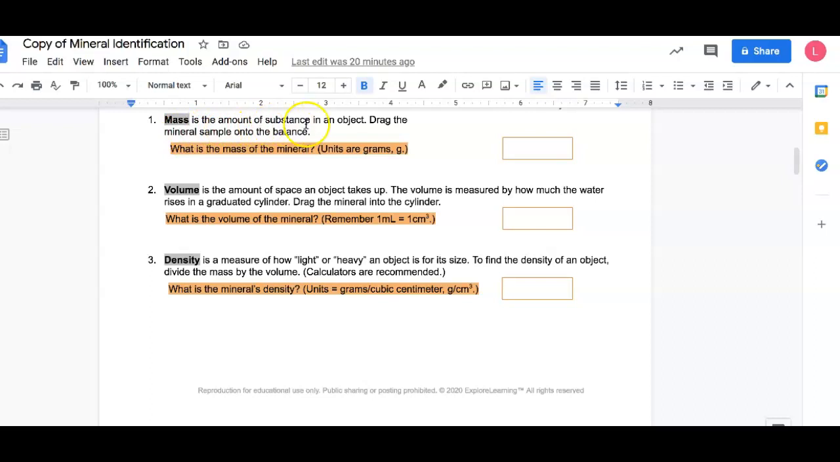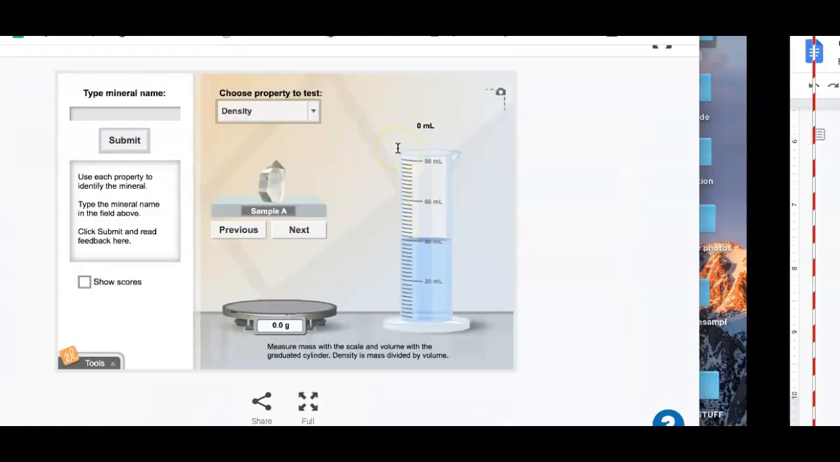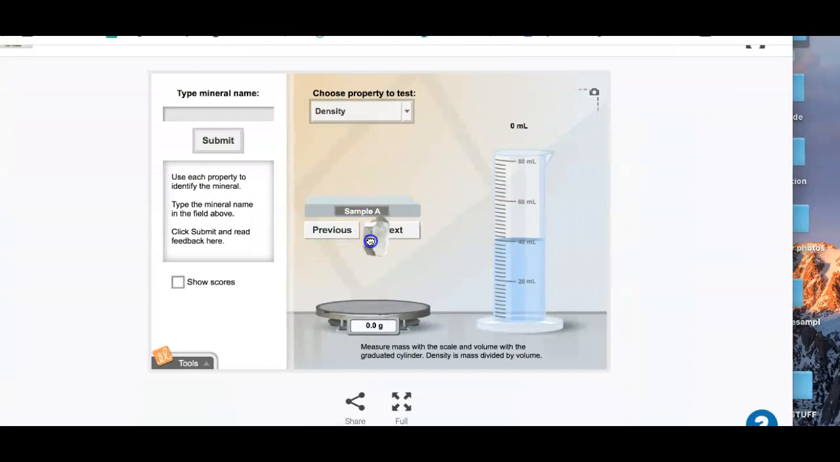Mass is the amount of substance in an object. Drag the mineral sample onto the balance. What is the mass of the mineral? And you want to measure that in grams. So I'm going to drag this onto the scale and measure the grams.